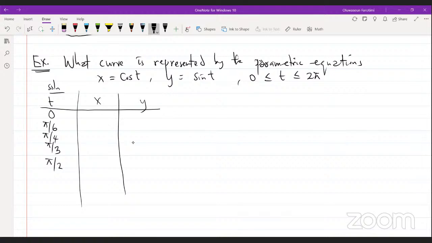So when t is 0, cosine of 0 is 1. Sine of 0 is 0. So this is going to be square root of 3 over 2. This is 1/2. This is square root of 2 over 2. This is square root of 2 over 2. Cosine of pi over 3 is 1/2. Sine of pi over 3 is square root of 3 over 2. And this is 0 and 1. So again, I need to sketch.